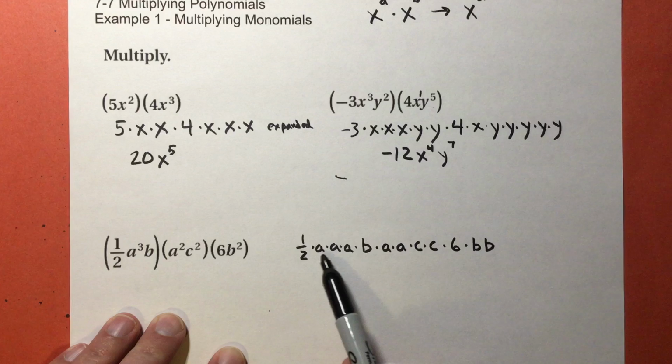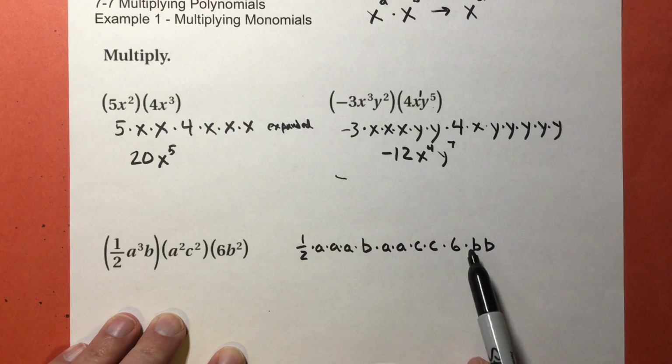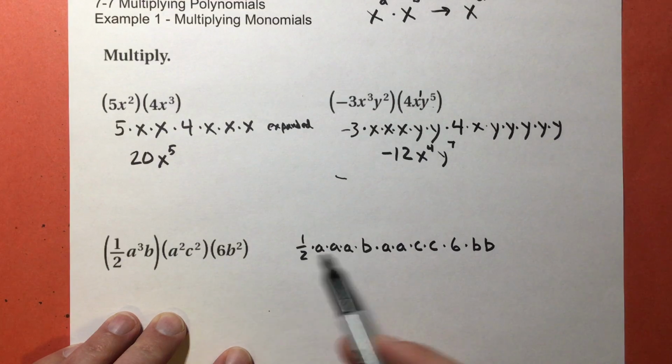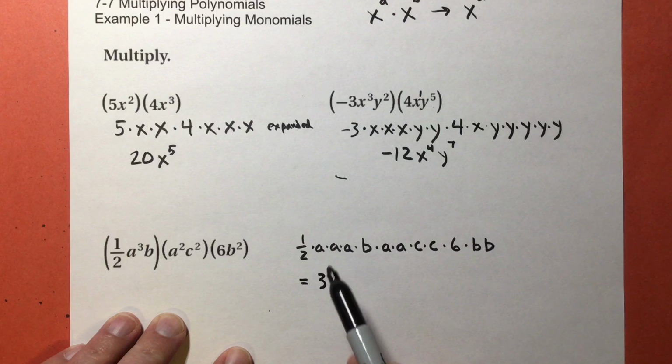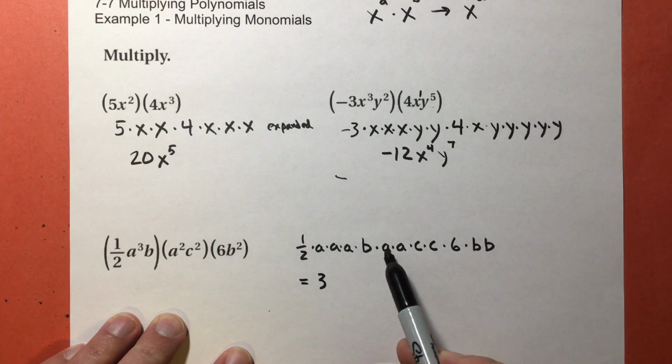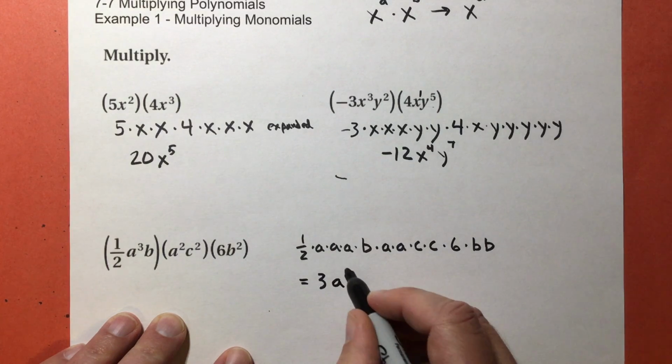So I've got a bunch of variables: a couple of b's and a couple of c's. Let's put them together. 1/2 times 6 is 3. How many a's do I have? I've got 1, 2, 3, 4, 5. a to the fifth power.